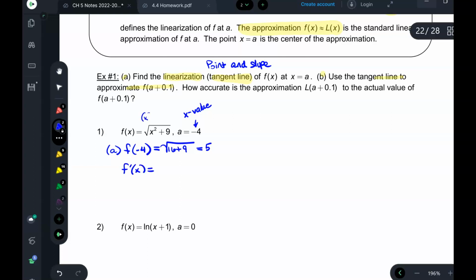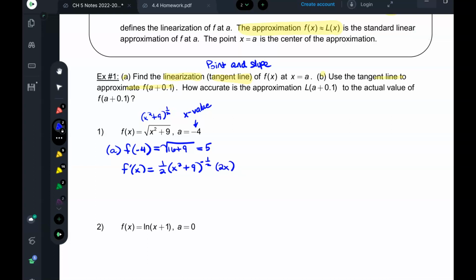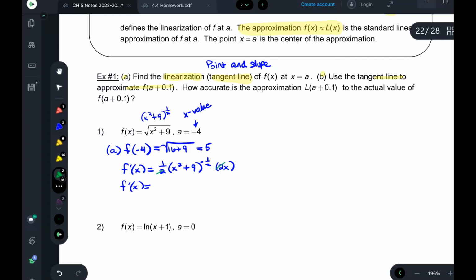Okay, so remember this is going to be x squared plus 9 to the 1/2. So we're going to have to use chain rule. So we're going to move the 1/2 to the front. X squared plus 9 to the -1/2 times 2x. Okay, so f prime, what do we notice? Well, the 1/2 and the 2 will cancel. I'll have x over square root of x squared plus 9.